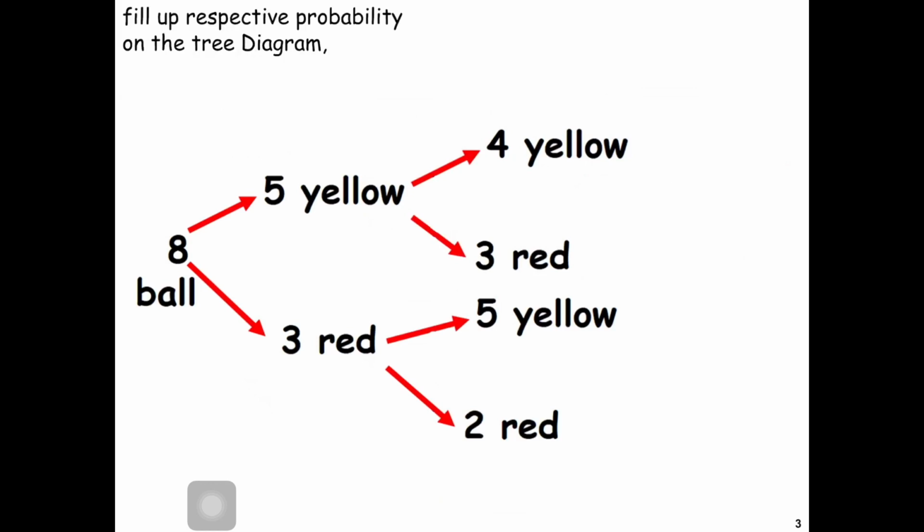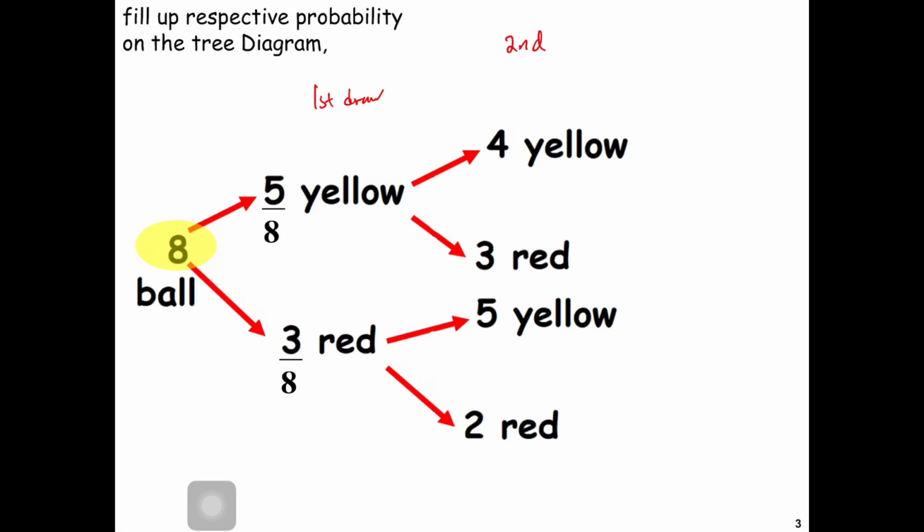Fill out the respective probabilities on the tree diagram, where without replacement the number of balls will be reduced by 1. So initially the total number of balls inside the bag is 8. So for the first draw, the probability of getting a yellow ball is 5/8. And the probability of getting a red ball for the first draw is 3/8.